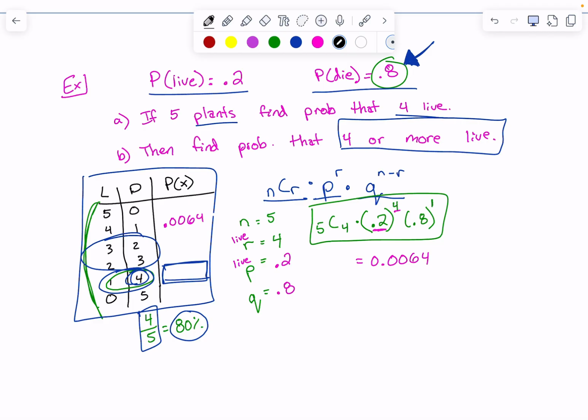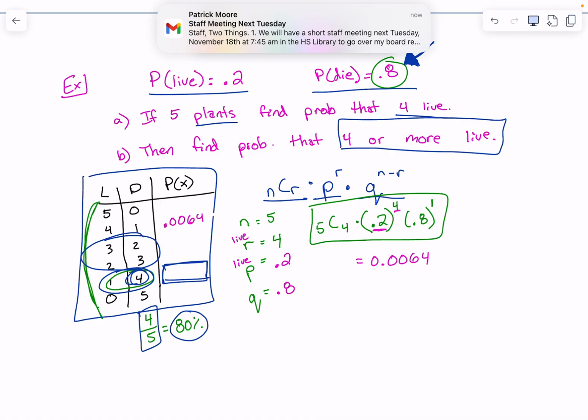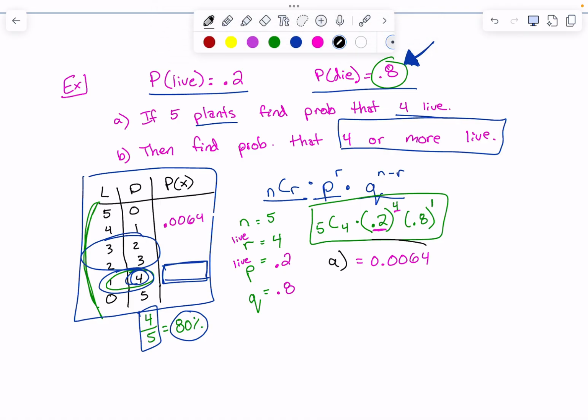All right, that was part A. A is done. A is 0.0064, a really low chance of 4 out of 5 living if my kill rate is so high. Okay, if we have 5 plants, find the probability that 4 or more live.